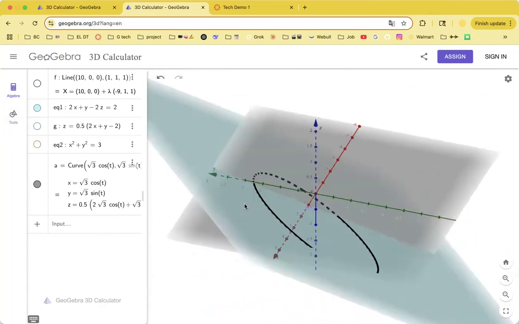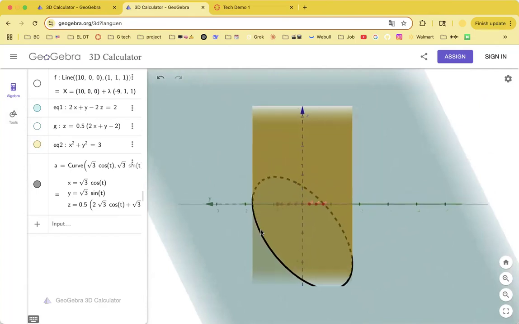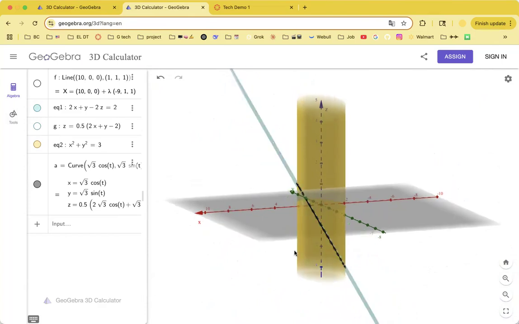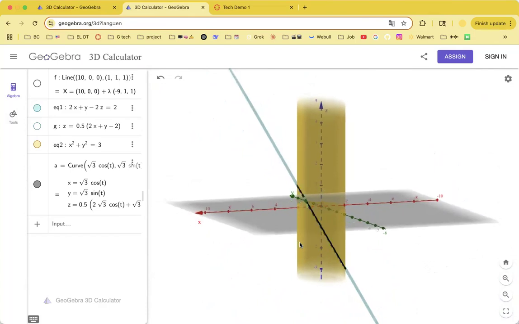And then if we make the cylinder visible too, it shows like this. It's also easy to see the ellipse actually intersects both, if you look at it from the side. All right, by looking at many different perspectives, we show that the ellipse is actually an intersection of the plane and the cylinder.